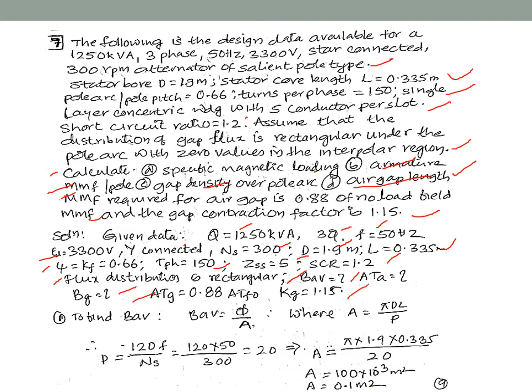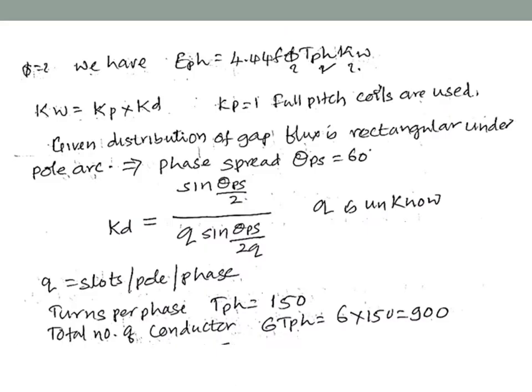So to find B average is equal to phi by A, where A is equal to pi DL by P. So P we have to find out using this one. P comes out to be 20. So now area comes out to be 0.1 meter square, pi DL by P. Now here we don't know phi. But we know this equation, EPH is equal to this. So this we know, this we know, this we know, this we know.